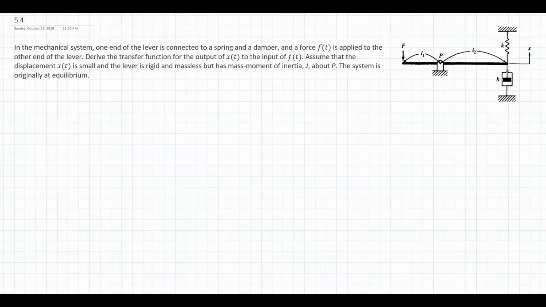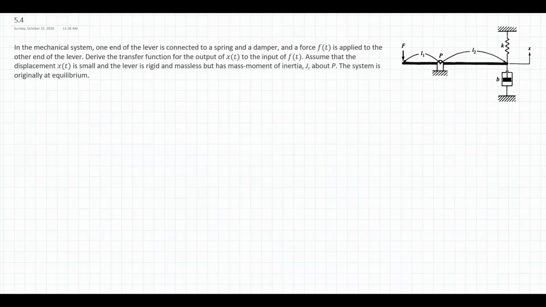In this system, we're dealing with a rigid bar that has a length of L1 from its left side to its pivot point, and a length of L2 from the pivot point to the extreme right side. We're looking for a transfer function that's going to tell us how the vertical position of the right side of this bar is our output, affected by the input of the force on the extreme left.